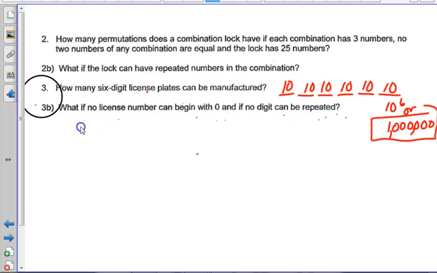Okay. All right, 3B says, what if no license plate can begin with 0? Okay, this is a tricky question. I like it, but it's kind of a tricky question. 1, 2, 3, 4, 5, 6. So if we can't start with a 0, how many choices do we have to start with? 9. No digit can be repeated. How many do we have for the second one? Okay, she's absolutely right. There's still 9 because we took one out, but we put 0 back in the mix. And then it goes down because now we're using 1. Did I put enough blanks?